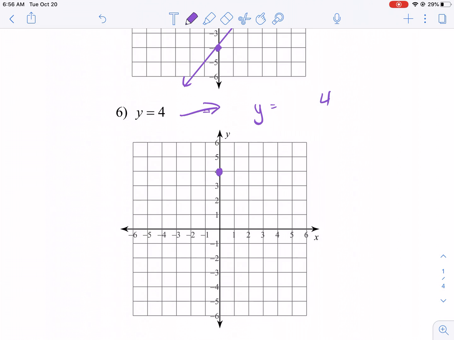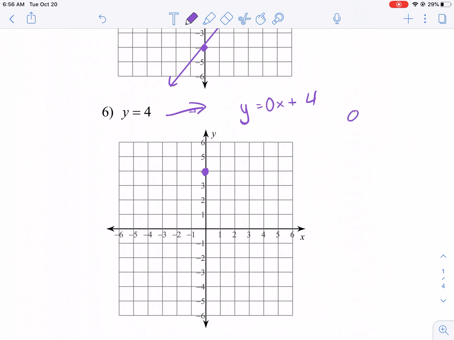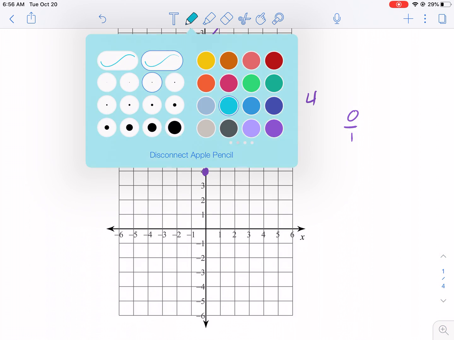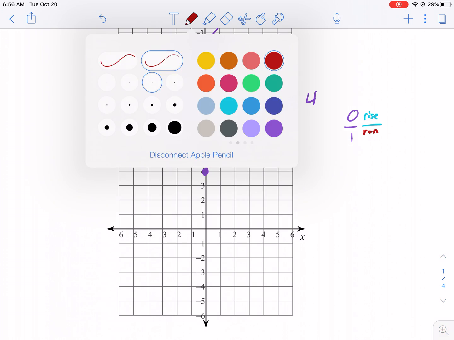What happened to it? Well, what could make the x disappear? What number can you multiply by something to make it disappear? Multiply it by 0. So y equals 0x plus 4. Okay. Now, what does a 0 slope mean? Well, we can always write integer over 1 to equal the rise over the run. So we have a rise of 0, and a run of 1. Okay. So we can go ahead and apply this.